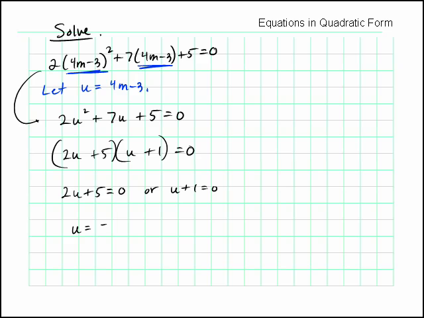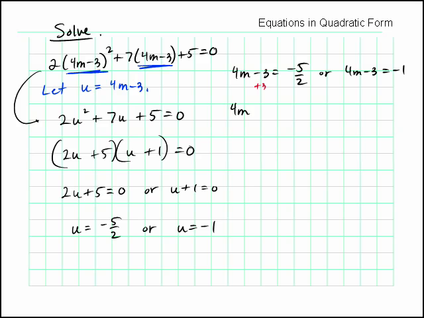This one is u equals negative 5 halves, and this one is u equals negative 1. Now converting back to the original variable, u was equal to 4m minus 3. And so I have this equation and this equation. Solving each one for m now.